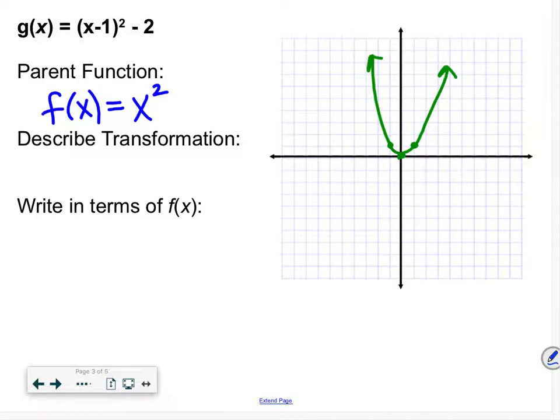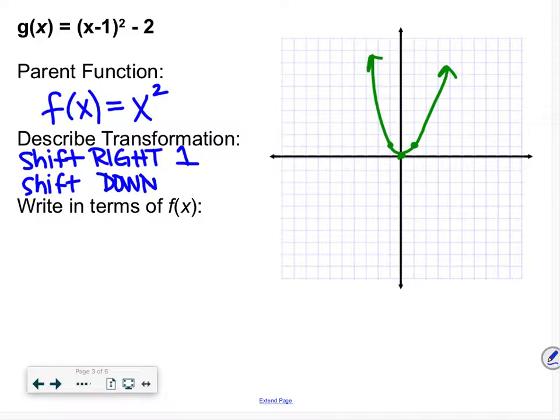Okay? Now, our transformations. We need to describe them. Well, I have x minus 1 on the inside of our function. We determined that if we're subtracting a number inside, that is a shift in what direction? Right. So we have a shift right, 1. And then we have minus 2 on the outside, which means we have a shift down 2.